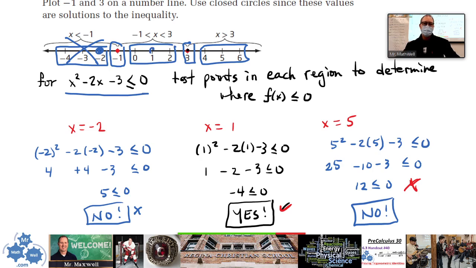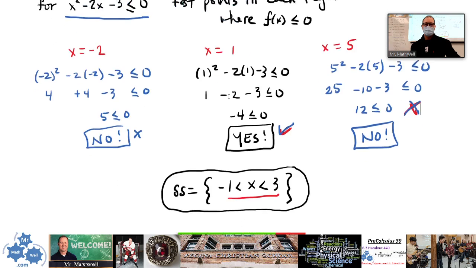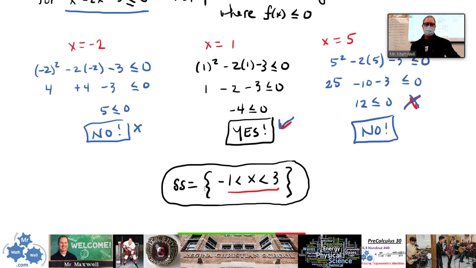Now I would test a point from this second section here between -1 and 3. And as you see here, -4 is less than or equal to 0. So we have a success here. It looks like our solution region is going to be in here. And of course, finally, we test the number 5 in this region, and that doesn't work either. So that's where we come up with our solution set as x values between -1 and 3.